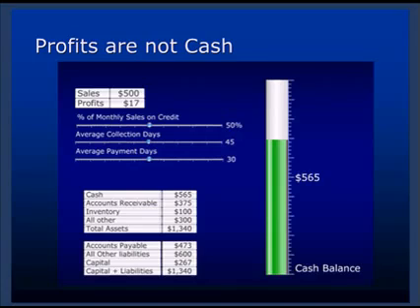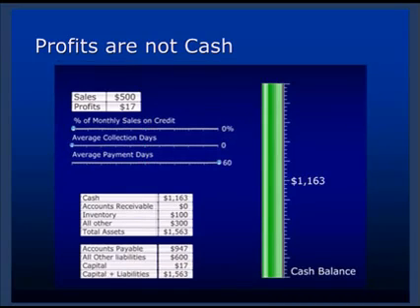So if we simply adjust these assumptions and take no sales on credit, meaning all our sales are in cash and therefore no collection days, and we pay late, we can have $1,163 as our cash balance instead of $565. Notice we haven't changed sales or cost of sales or personnel or expenses. We've simply affected the timing.